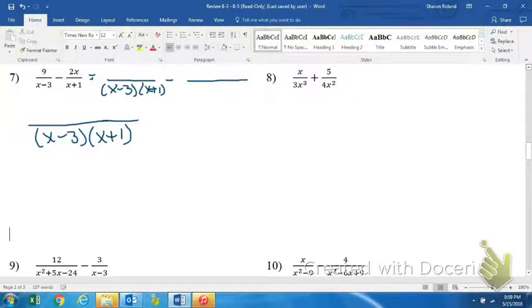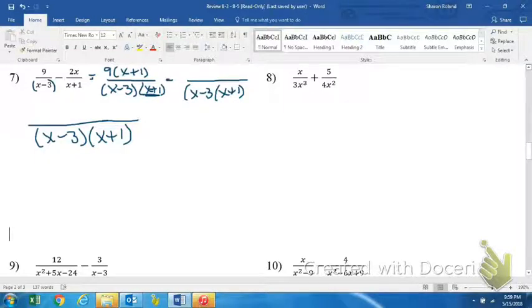Okay, so I got the first denominator to look like what we want it to look like. The second one needs to. Okay, so go back to the original problem, and you have the x minus 3. We added x plus 1. So what you add to the bottom, you have to add to the top.